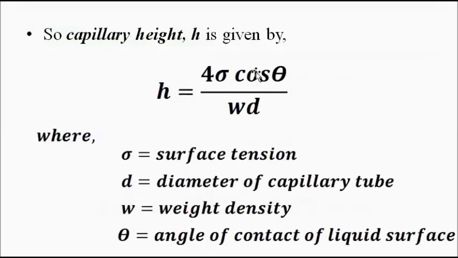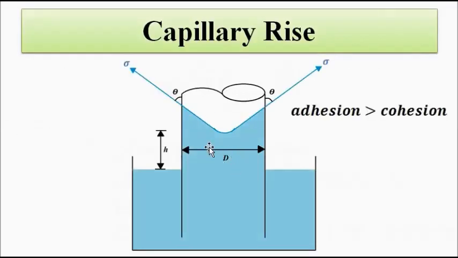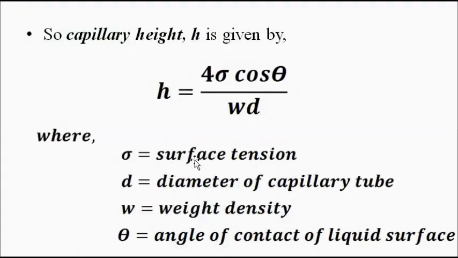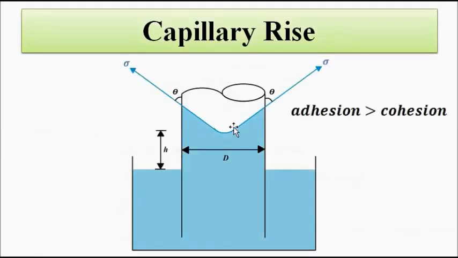Again, do not get confused with the small d and the capital D. It is a mistake here. In this diagram I have kept the diameter as capital D, and in the expression I have kept it as small d by mistake. It is the diameter of the tube, this tube.